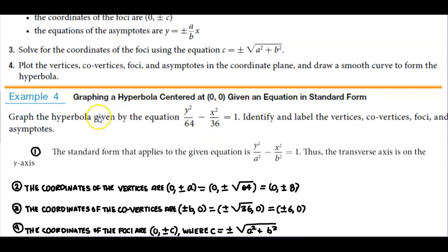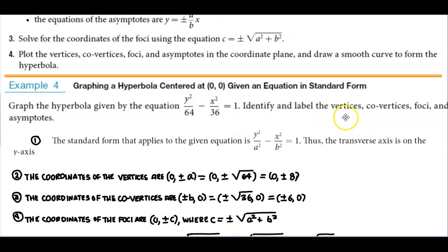Now in example number 4, we're going to graph the hyperbola centered at 0, 0, given by the equation y squared over 64 minus x squared over 36 is equal to 1. And then we're going to identify and label the vertices, co-vertices, foci, and asymptotes.